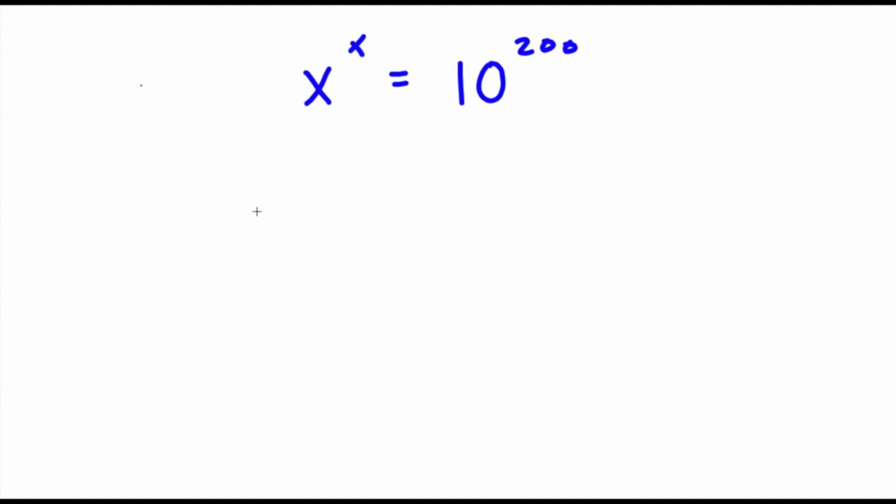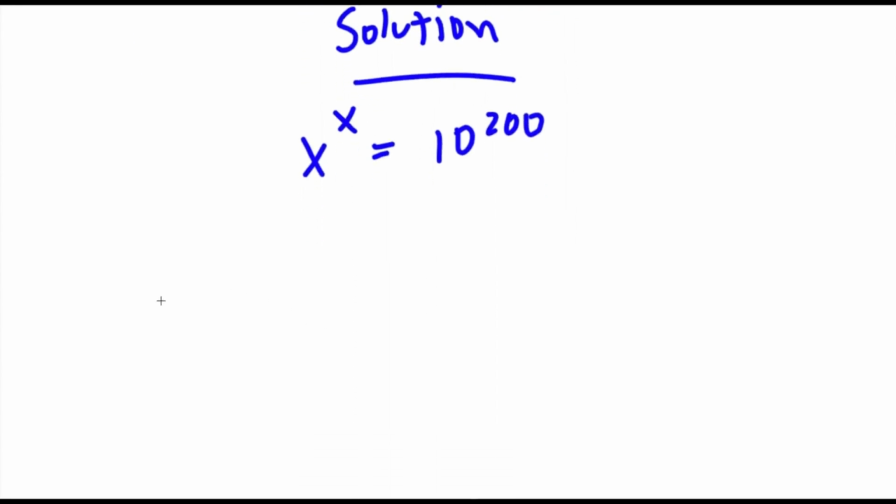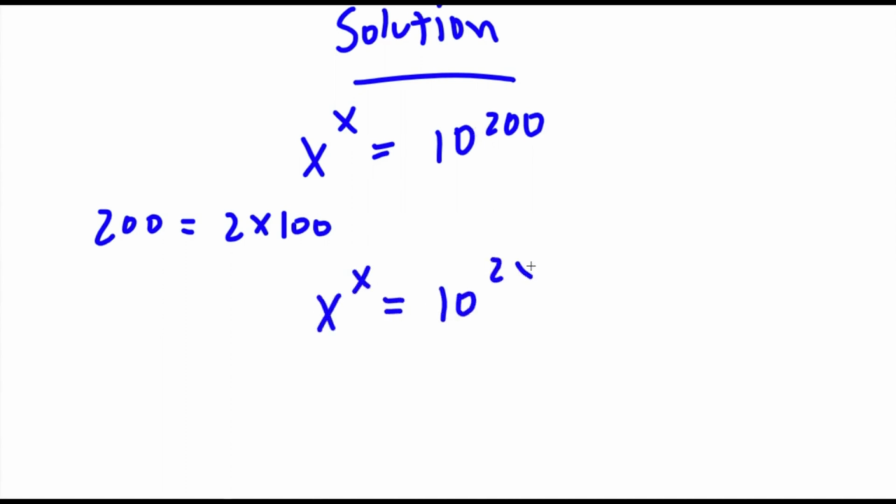Alright, so we have x to the power of x is equal to 10 to the power of 200. Now for our solution, we start with x to the power of x is equal to 10 to the power of 200. Now 200, this is equal to 2 times 100. So I'm going to replace 200 with 2 times 100, so now I have x to the power of x is equal to 10 to the power of 2 times 100.